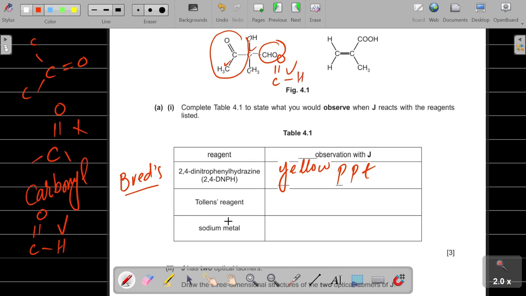Because of this, the Tollens' reagent is also known as the silver mirror test. So what is the observation? We will get a silver mirror on the test tube.